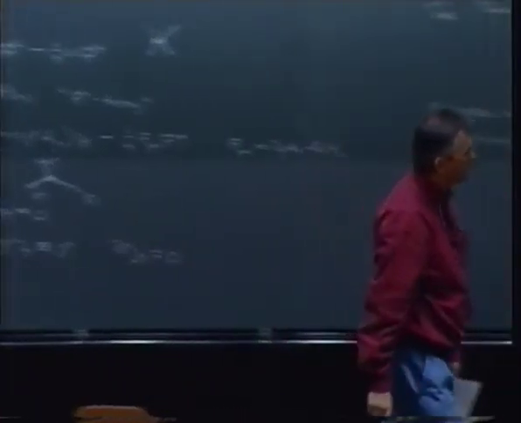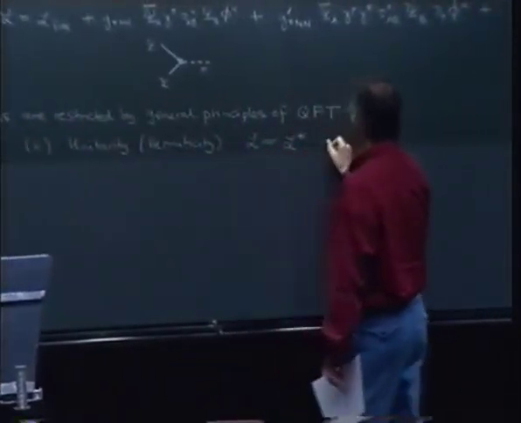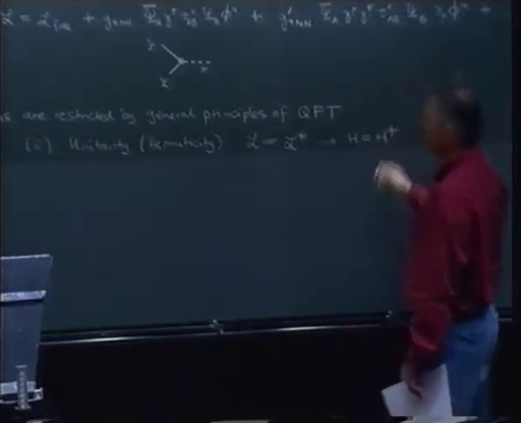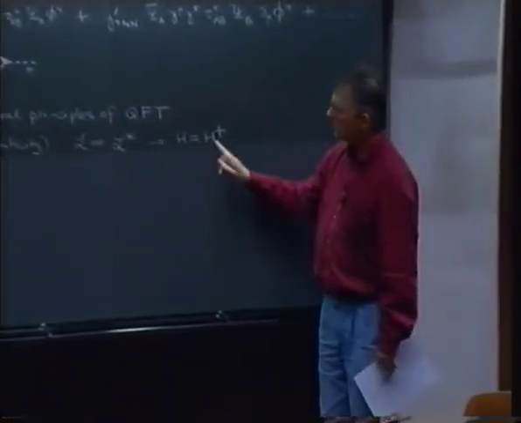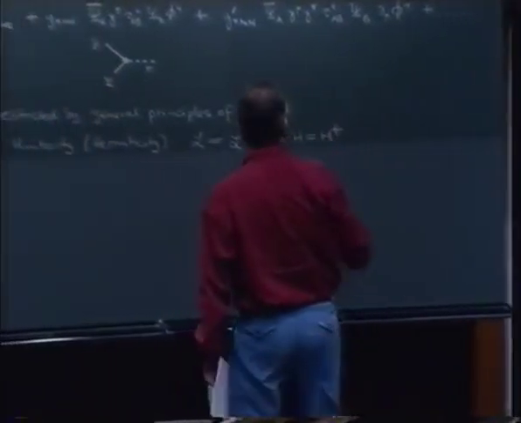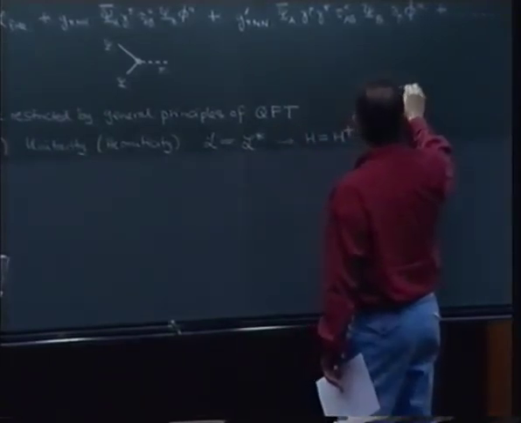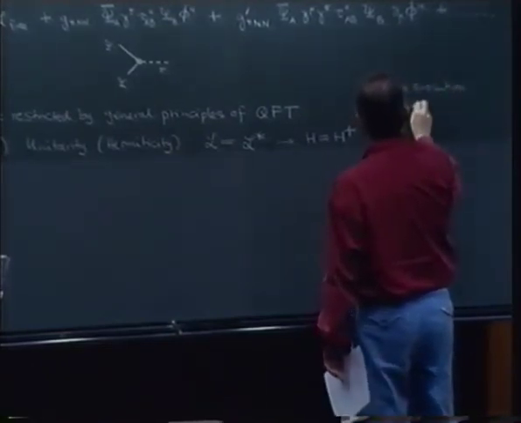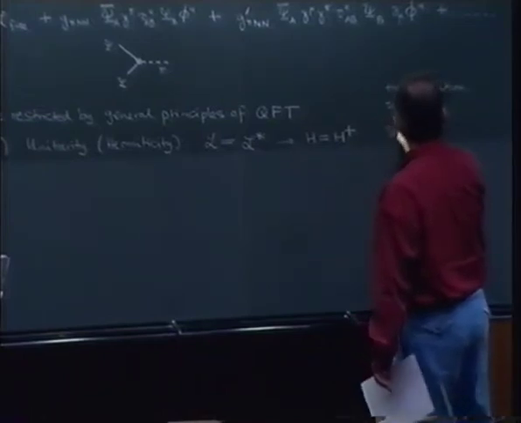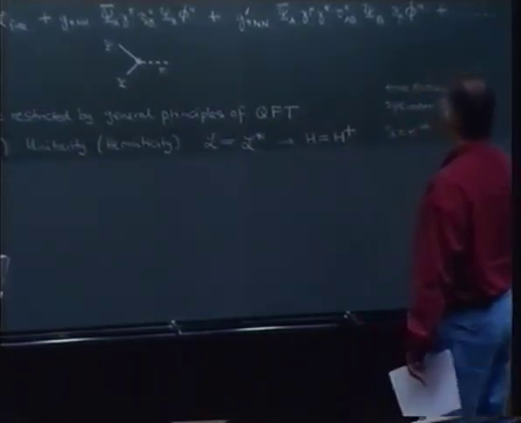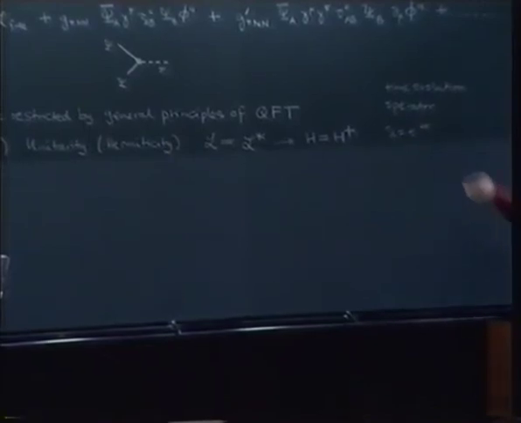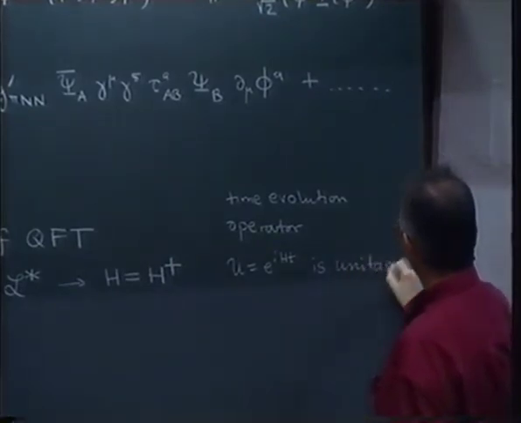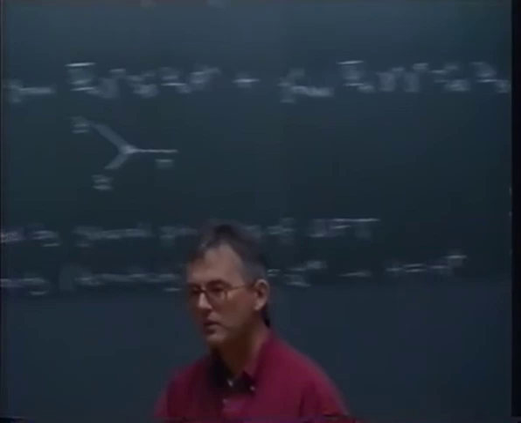Now, what is this? Well, if I have a real Lagrangian, it means that we will get a Hermitian Hamiltonian operator upon quantization. This is the operator that governs time evolution. So, the time evolution operator is U equals e to the iHt, and with this requirement, the time evolution operator will be unitary. And unitarity ensures that probability is conserved.